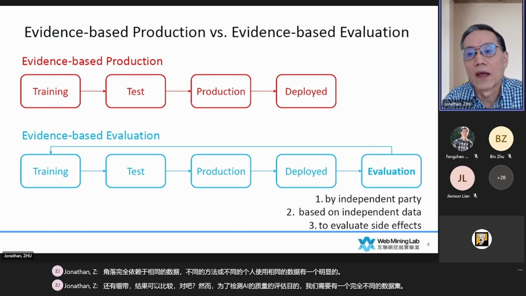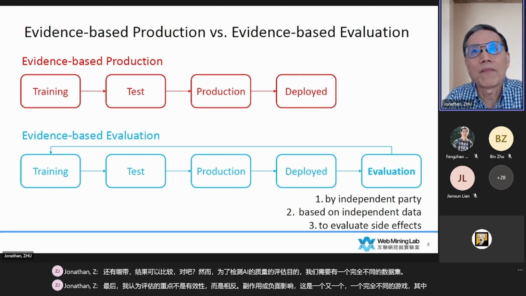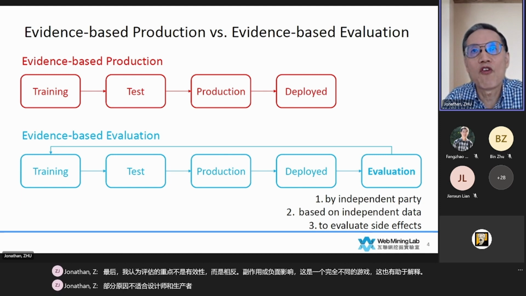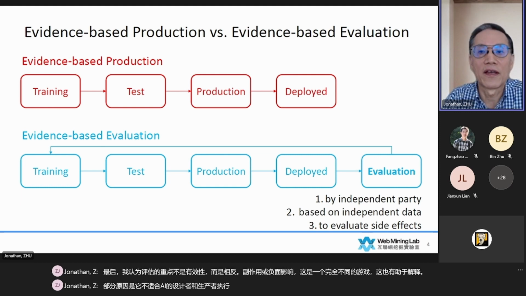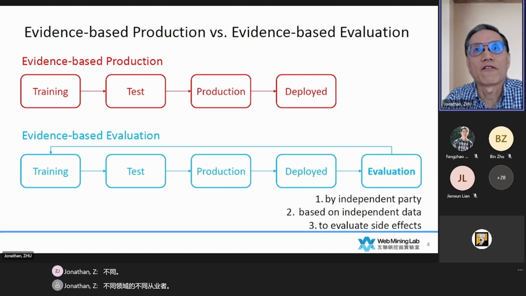Lastly, thirdly, the focus of the evaluation is not on the effectiveness, rather the opposite, side effects or negative effects. And this is, again, an entirely different game, and which also helps explain partly why it is not appropriate for the designers and producers of AI to perform the post-launch evaluation, because practitioners of different fields have a very different inherent or intuitive attention to different aspects of the same thing.